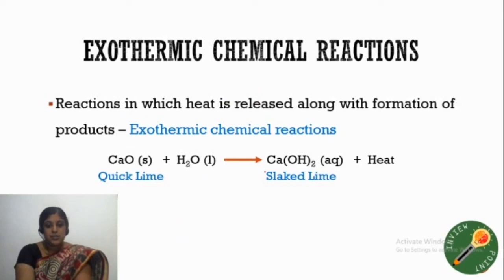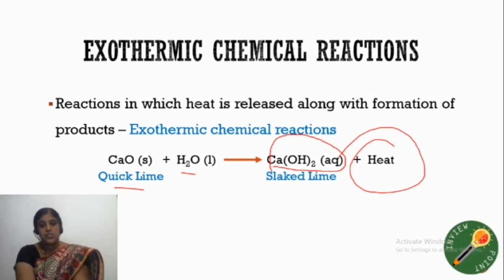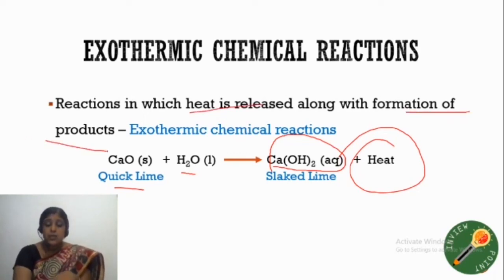In the first example of combination reaction, when quicklime reacts with water, the product is slaked lime, that is calcium hydroxide, right? After this chemical reaction, heat is produced. Such reactions are called exothermic chemical reactions. Exothermic chemical reactions are those chemical reactions in which heat is released along with the formation of products.